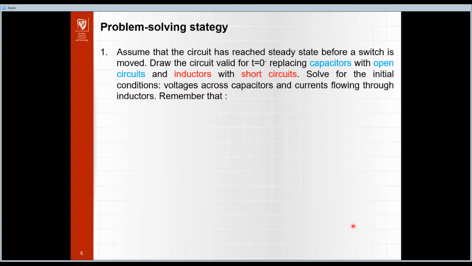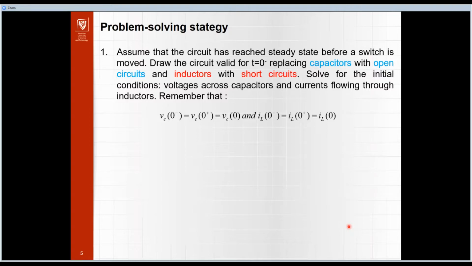Voltage across capacitors and currents flowing through the inductors. So we must remember that the voltage just before and just after is the same, and the same situation holds for the current. It is from the commutation law, which tells us that in a real circuit it is not possible to change the current or voltage immediately from one value to another.